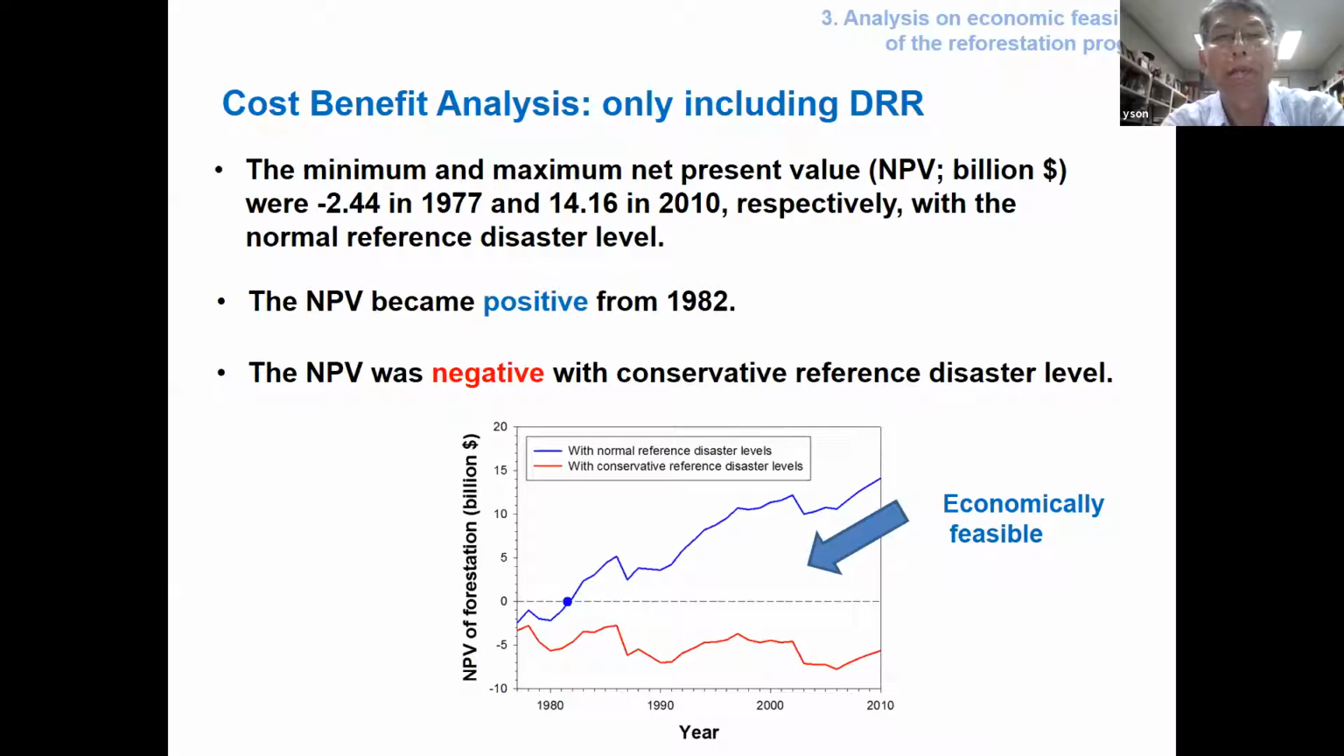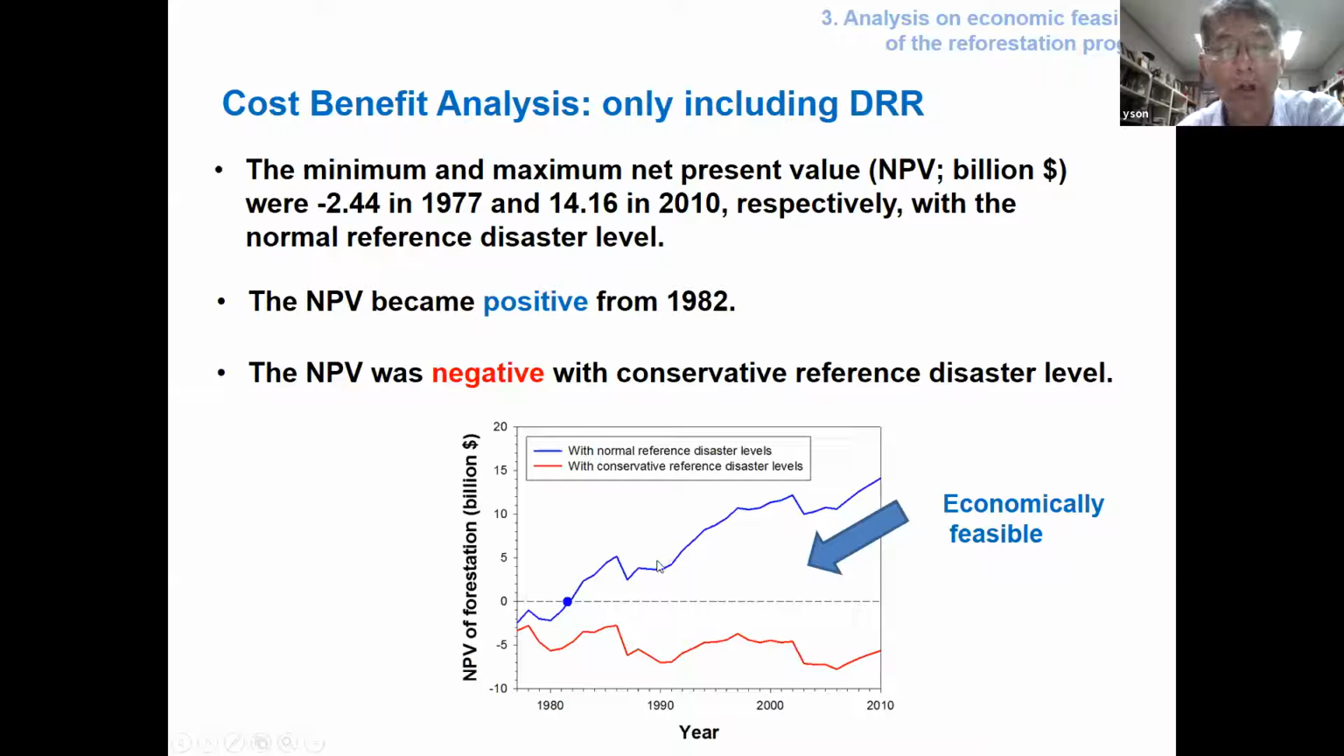The minimum and maximum net present value were minus 2.44 billion US dollars in 1977 and 14.16 billion US dollars in 2010 with the normal reference disaster level. In previous slides, I showed 2 reference levels. One is normal, one is conservative. So depending on the reference level, BC analysis varies.